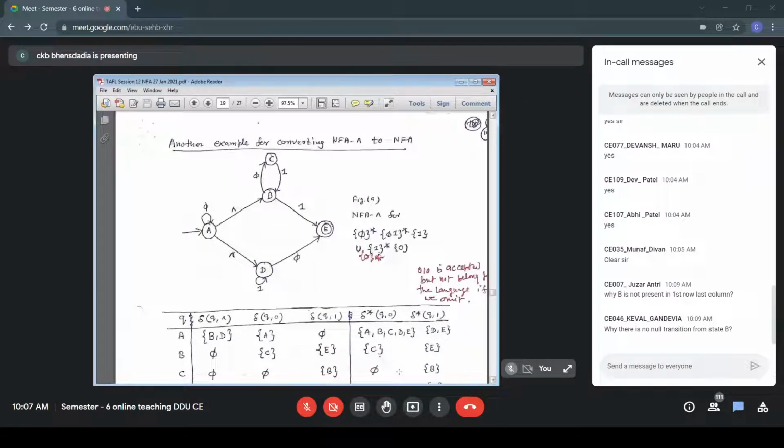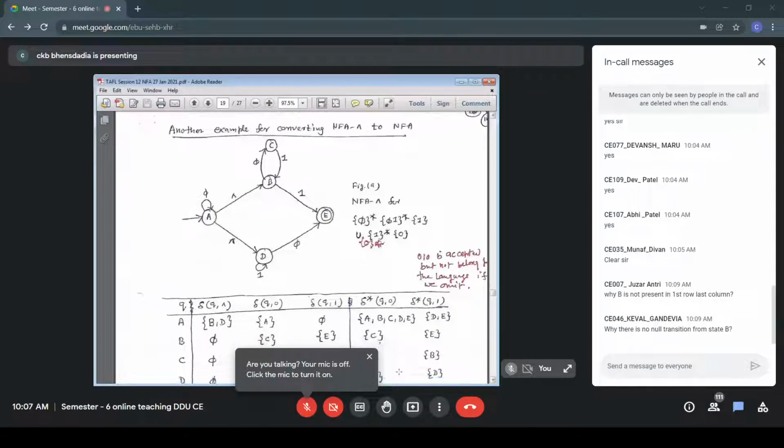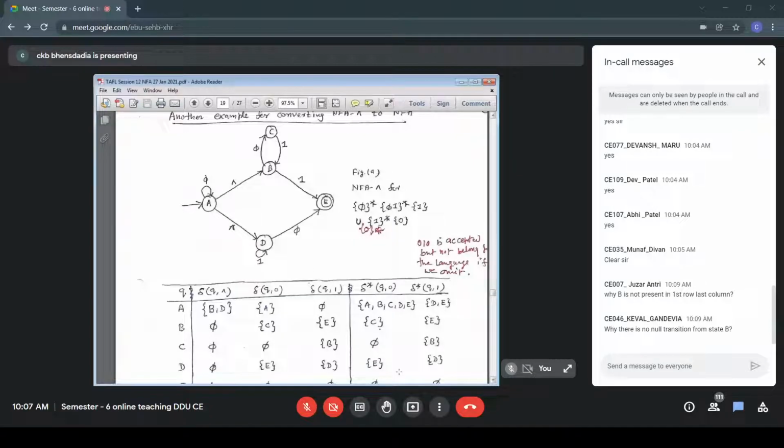We are not looking at the rightmost 2 columns right now, only considering columns 2, 3, 4. My column 1 is Q. So C. C on null, that is phi. C on 0, not defined, that is phi. C on 1, it is B. D on null, that is phi. D on 0 is E. D on 1 is D.